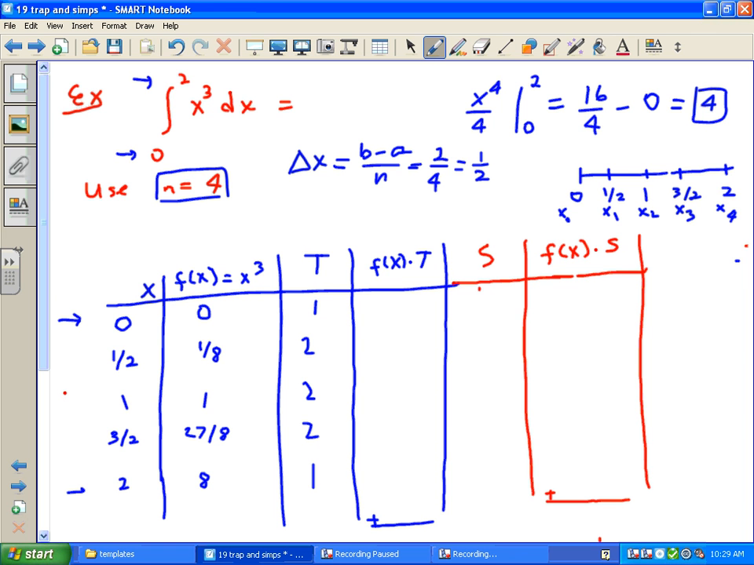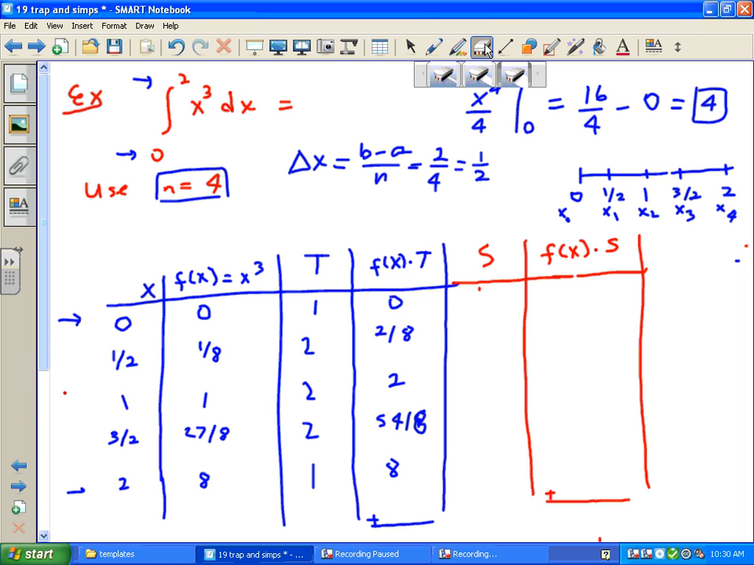So 0 times 1 is 0. Then 2 times 1/8. You could simplify it, but I'm just going to leave it as it is right now. 2 over 8. 2 times 27 is 54/8. And 1 times 8.